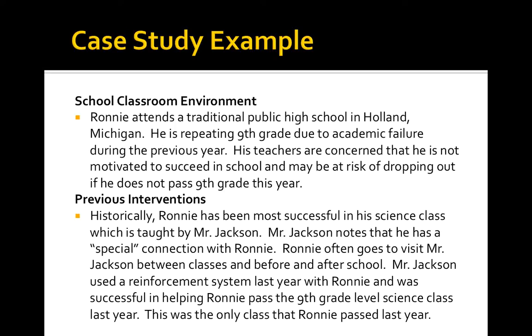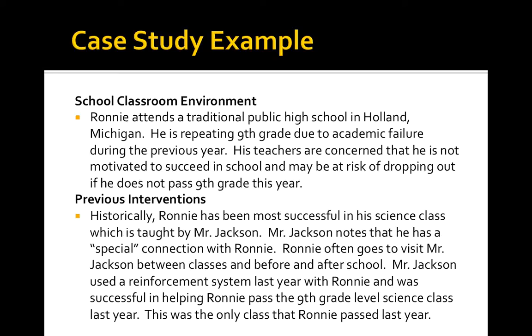Here's some more information related to the school classroom environment and then some previous interventions that have been tried with Ronnie. So Ronnie attends a traditional public high school in Holland, Michigan. He is repeating ninth grade due to academic failure during the previous year. His teachers are concerned that he is not motivated to succeed in school and may be at risk of dropping out if he does not pass ninth grade this year.